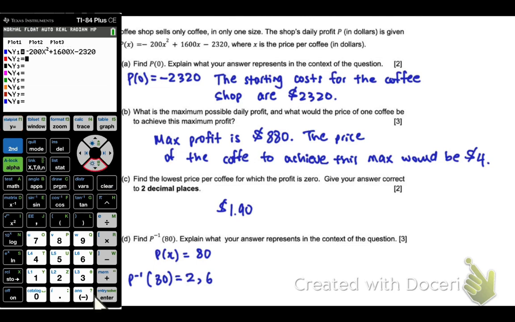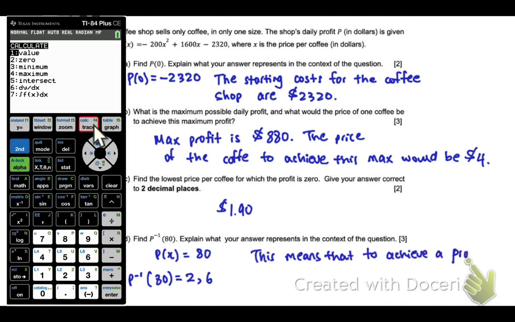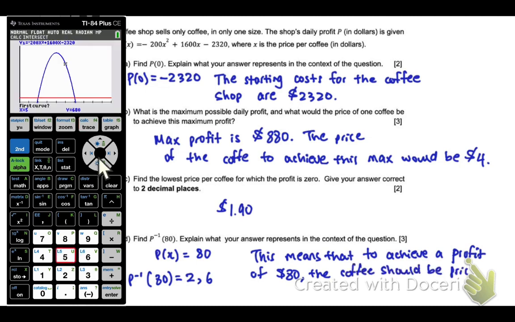So there's 2 points of intersection. We go to second, trace to get to the calculate menu, look for the point of intersection, and find the x values, or the prices of the coffee, that make the profit 80. Here's the explanation. So this means that to achieve a profit of $80, the coffee should be priced at $2 or $6.